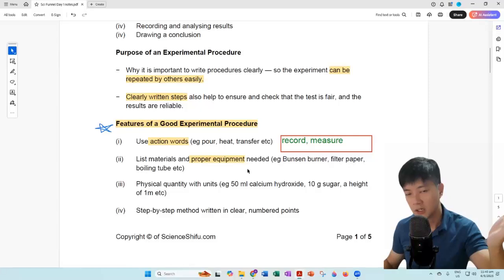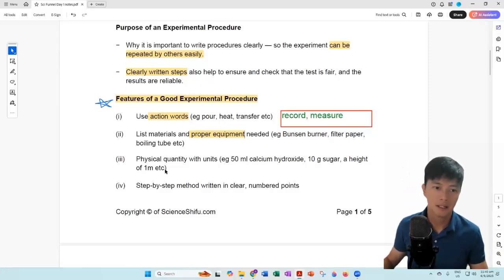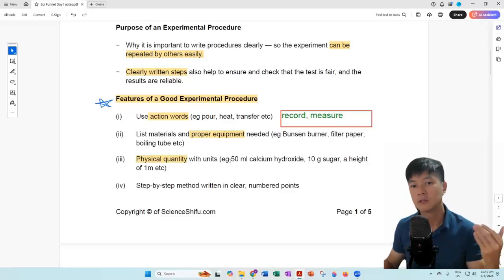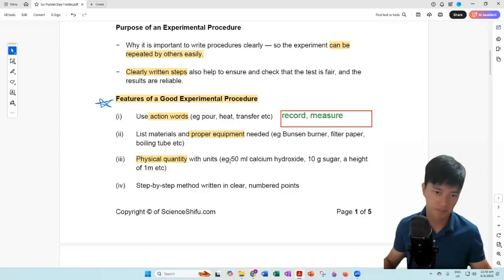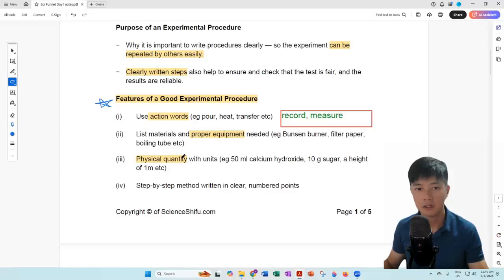One example will be: pour the water into a beaker. You see, the beaker is an apparatus. Or you can say: heat up the mixture using a Bunsen burner. You see how I provide the proper equipment here? And where possible, write down the physical quantity. For example, 50 ml of calcium hydroxide is measured using the electronic balance. So whenever I talk about physical quantity, try to pair it with the proper equipment used. Include proper equipment.